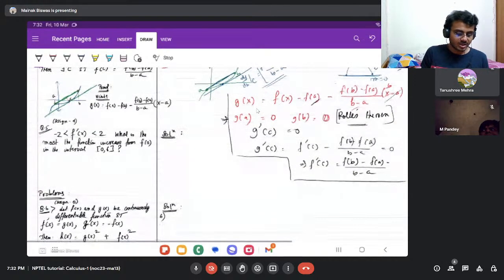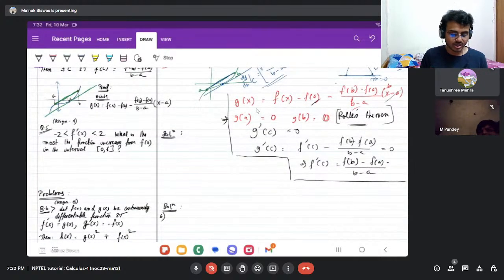Now let's see question number 5. It's a very simple question. This is in your assignment, so you people ask me to do the tough questions in your assignment, so I'm doing most of the questions today. So minus 2, your derivative is between minus 2 and 2. So what is the maximum increase the function can have from f of 0 in the interval 0 to 6? So what theorem can you use?